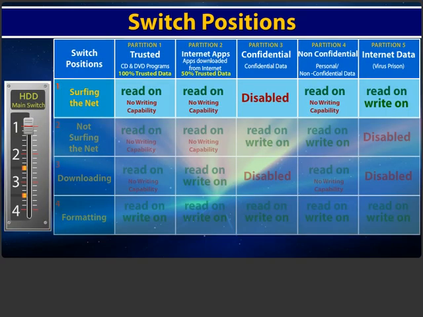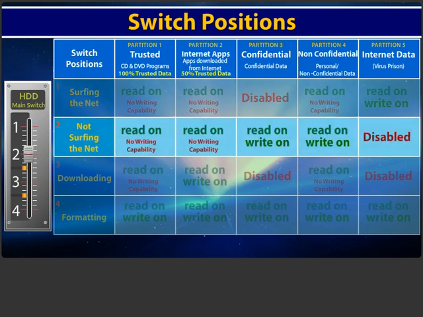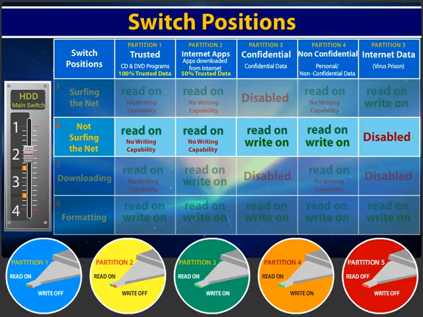When we finish surfing the net, the main switch is moved to position 2, the so-called non-surfing position. So what happens at this position? At the safe mode position, both the read and write delete heads of the Internet data partition have been disabled, simply because we are not surfing the net, and any virus present on this partition will be prevented from moving to other partitions. Prior to moving the main switch to position 2, we disconnect the Internet connection to prevent hackers from accessing confidential files and prevent viruses from infecting the system.